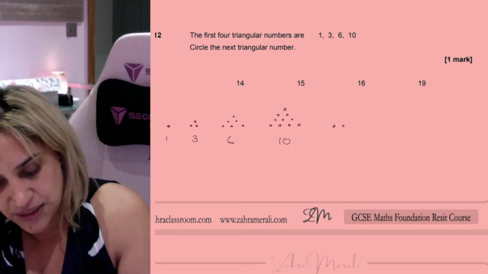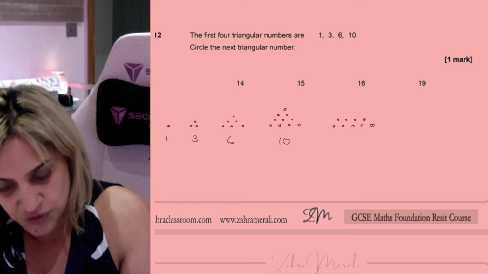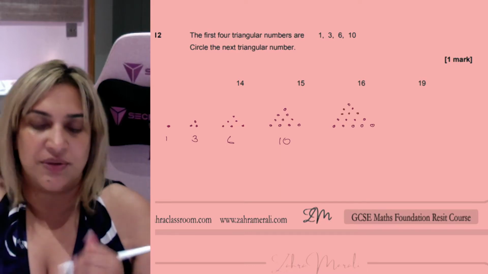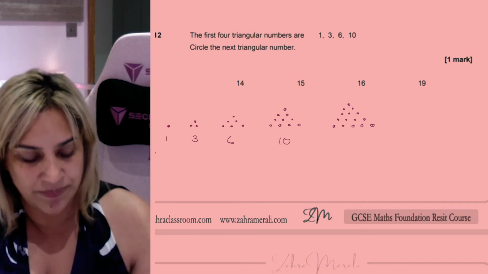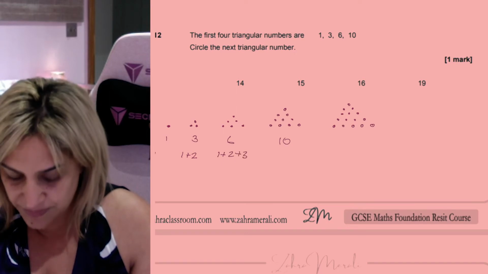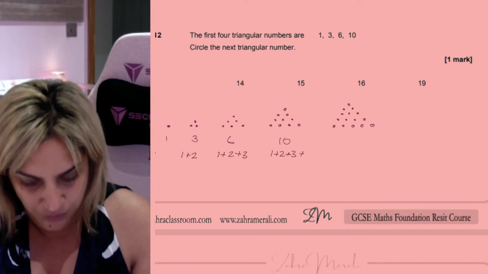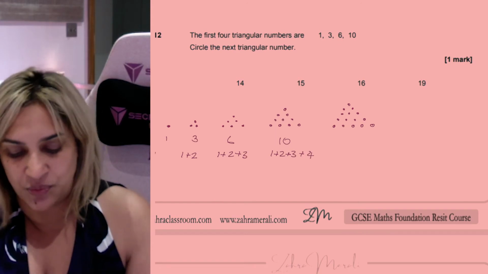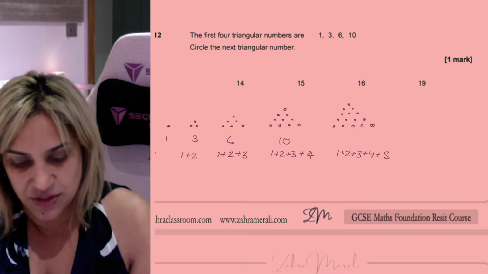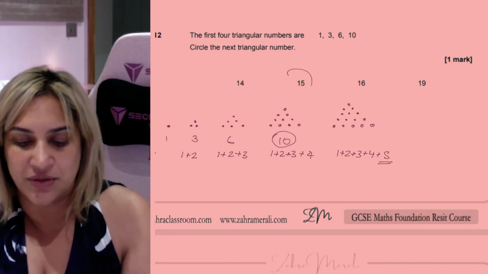So now here you'd end up with 5 dots plus 4 dots plus 3 plus 2 plus 1. So essentially here it's 1, here it's 1 plus 2, here it's 1 plus 2 plus 3, here it's 1 plus 2 plus 3 plus 4. So you're essentially adding one more. So here it's going to be 1 plus 2 plus 3 plus 4 plus 5. So if you know that's 10, the next one you're adding 5, so it'll be 15.